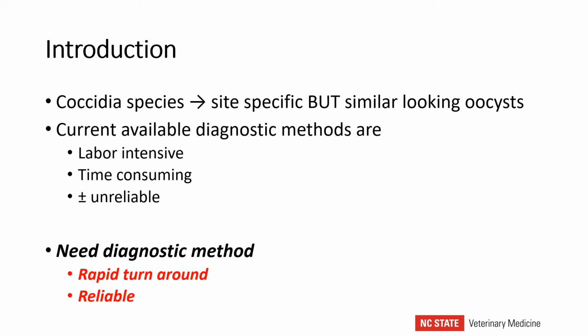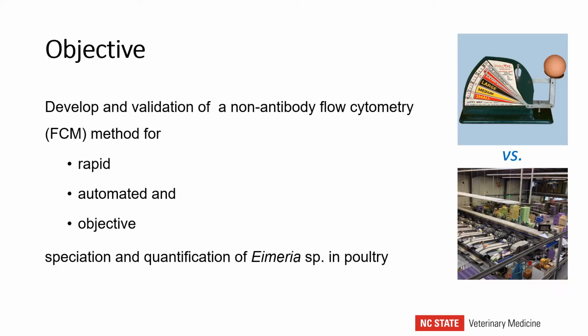Due to the high prevalence of coccidiosis in poultry, it is imperative to develop a method for a speedy and reliable diagnosis. For these reasons, our objective was to develop a diagnostic method for rapid, automated, and objective simultaneous enumeration and speciation of Coccidia protozoa that affect chickens. We selected flow cytometry. For those of you who are less familiar with it, flow cytometry is a tool to help sort between different cell types easily.